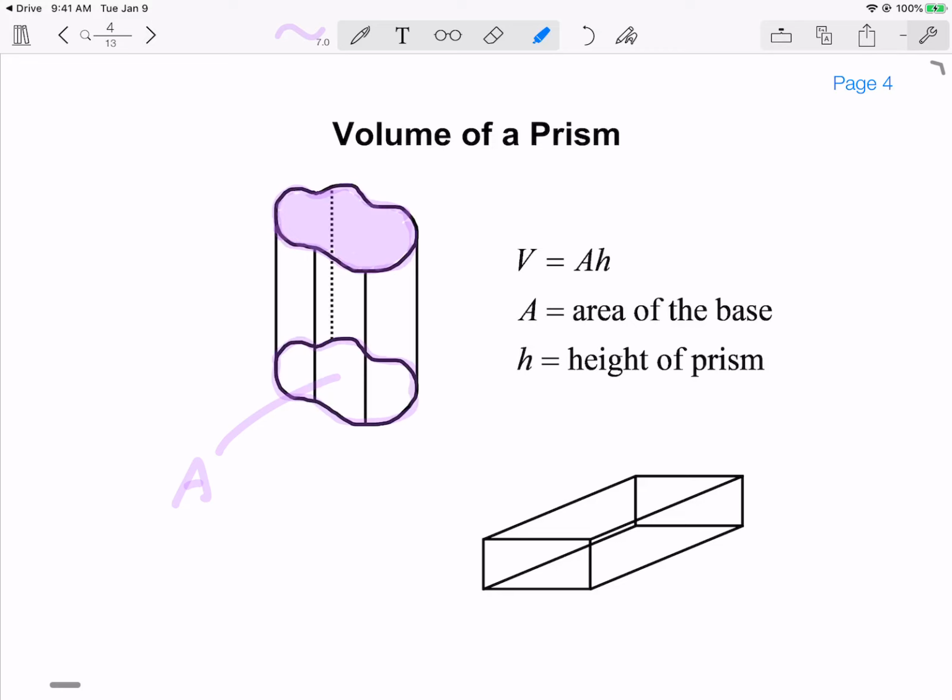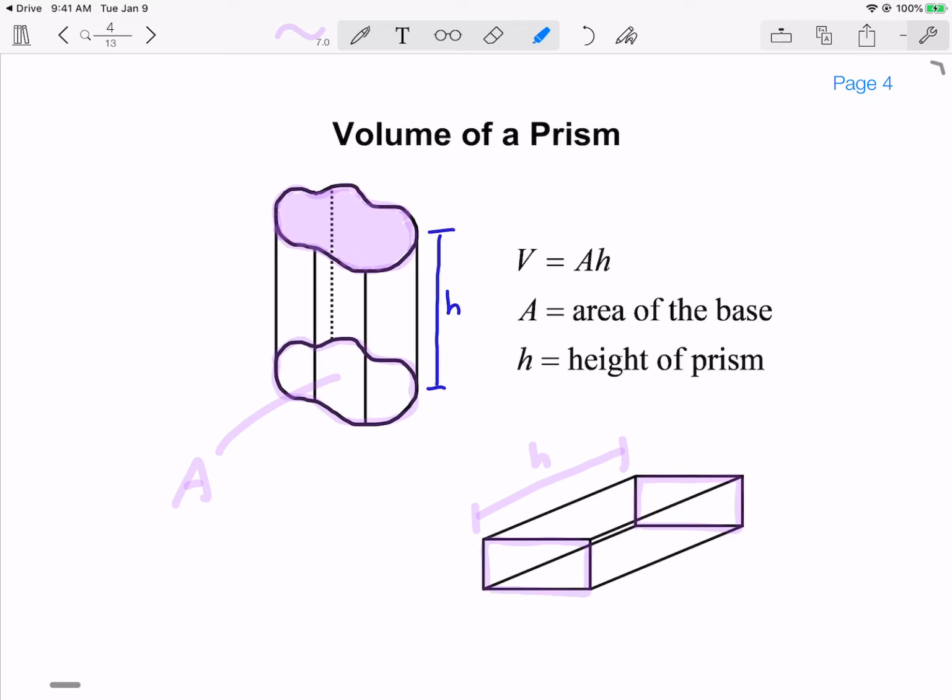But if we could find the area of that base, we would then multiply by the height. And the height is given by the perpendicular distance between those two bases. So if we've got, for example, this box down here, you'd find the area of this front-facing rectangle, which should be the same as the area of this, and then multiply by the height, which is just the length or distance between those two bases.